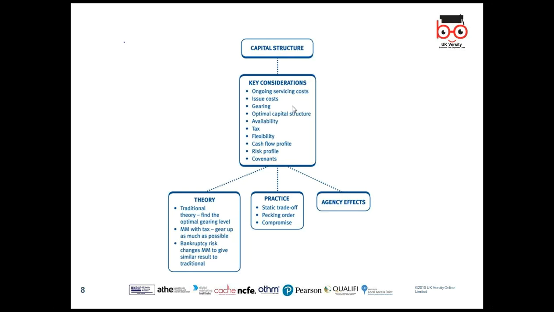Issue costs. If we are issuing shares, maybe issue costs we need to pay to brokers. They will attract fees, and of course we're not getting the money which we are saying. If we're issuing 10 million shares, maybe we'll not get the 10 million cash, because of course we are paying the fees. Gearing ratio, optimal capital structure, availability, tax flexibility, cash flows, risk profile, and all we need to look at.